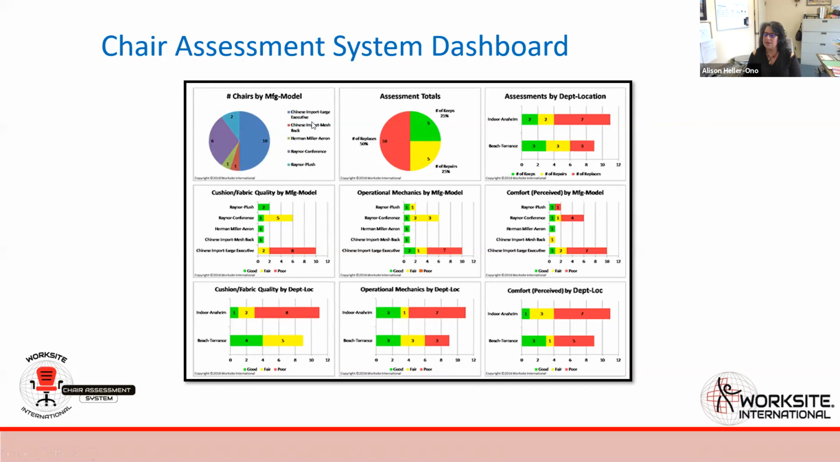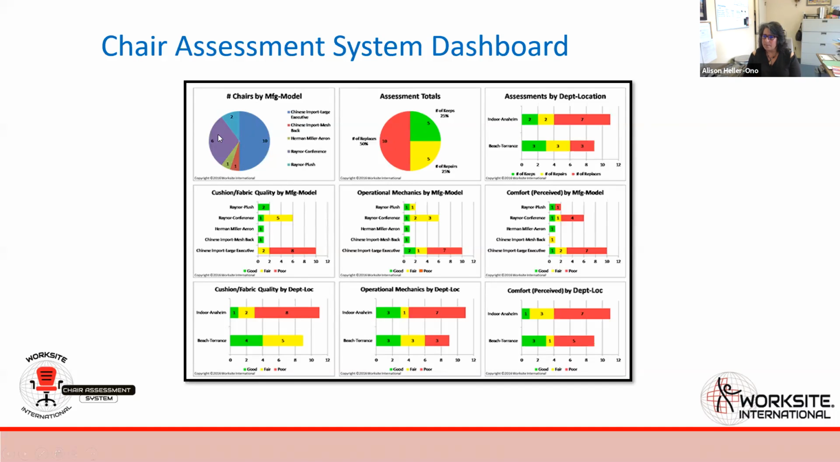So in the sample I just showed you, there's a Chinese import mesh or large executive, the Herman Miller, a Rainer conference chair, and a Rainer Plus chair. Remember, the better you title your chairs, the better your data is going to look. So try not to put in a million different names. Be consistent with what you call your chairs so that it breaks it down for you.